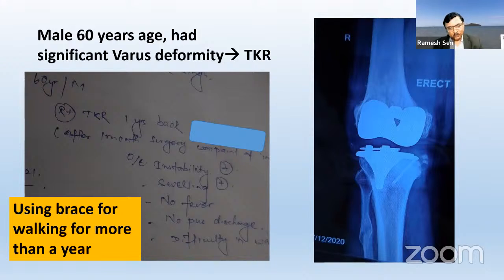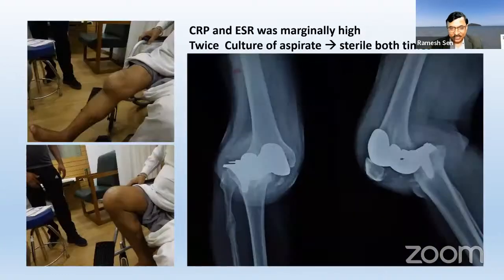And he has been using a brace and has been walking with that dislocated knee for a full 1 year. So it is 1 year and 2 months or something like that. We were a little suspicious, because his CRP was a little high. So we went for culture from the aspirate also. It was tried both times.